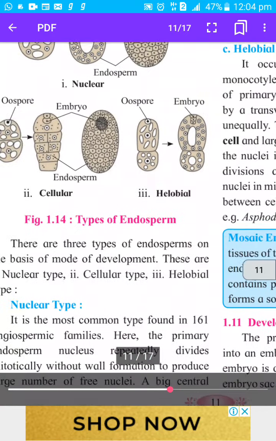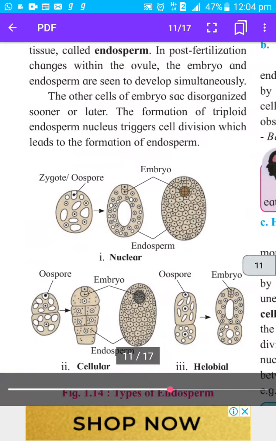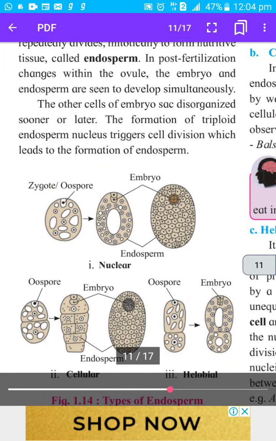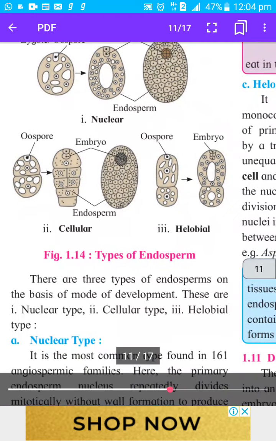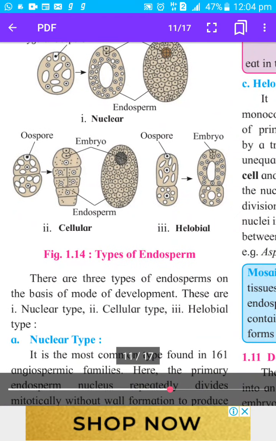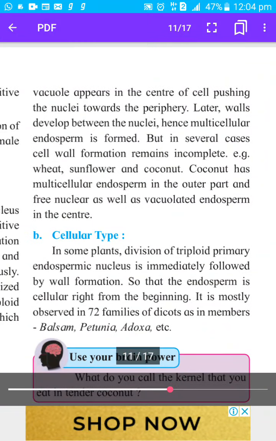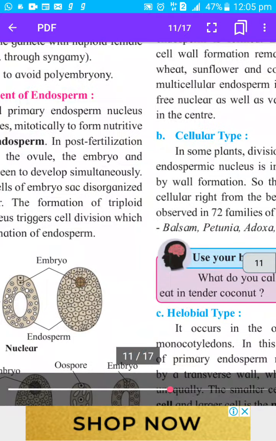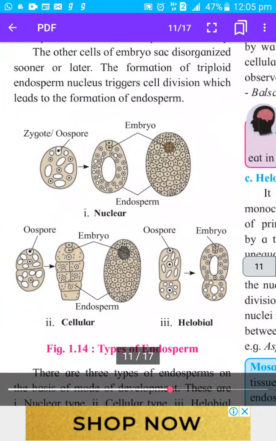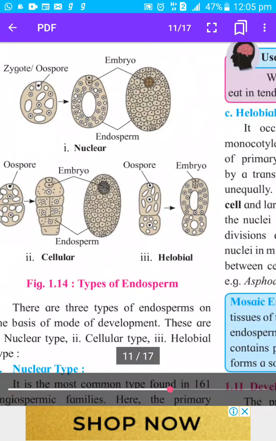So in nuclear type of endosperm, there is a formation of many nuclei first of all in the first step, and afterward there is a formation of cell wall around these nuclei. Then the second type is cellular type. In cellular type the nucleus will get divided into many nuclei, and then there will be formation of cell wall around these nuclei. That is called as cellular type of endosperm.